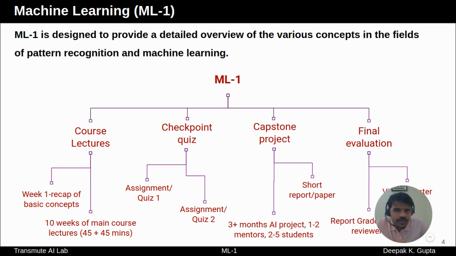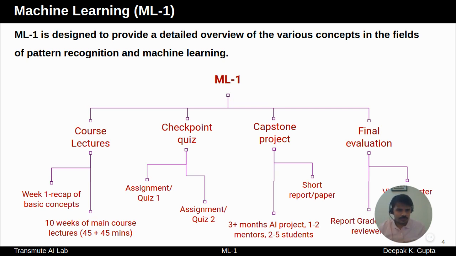So, ML1 is designed to provide a detailed overview of the various concepts in the fields of pattern recognition and machine learning. The course itself has 4 important parts: the course lectures, the checkpoint quizzes, the capstone project, and then the final evaluation during the poster presentation. The course lectures comprise a total of 11 weeks of lectures. Week 1 is basically what we are doing now. It covers the course overview itself and basics of machine learning, and then there will be 10 weeks of main course. There will be 2 assignments or quizzes which will be given as part of the course, and these will be used for final assessment.